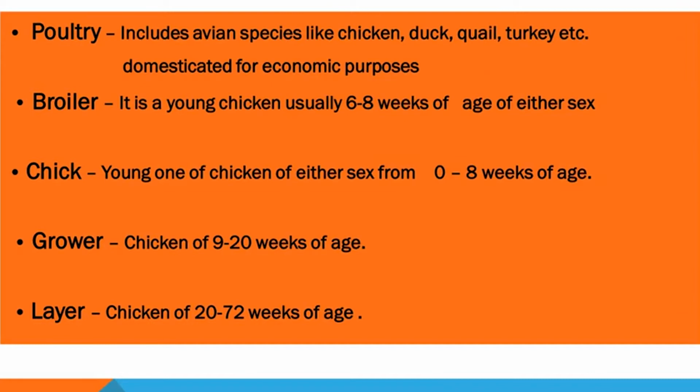What is a chick? Young one of chicken of age 0 to 8 weeks is called a chick. What is a grower and what is a layer? A grower is a growing chicken 9 to 20 weeks old. What is a layer? From the term layer, it is understood that the chicken which has reached the age of laying eggs. So, 20 to 72 weeks old chicken is known as a layer.